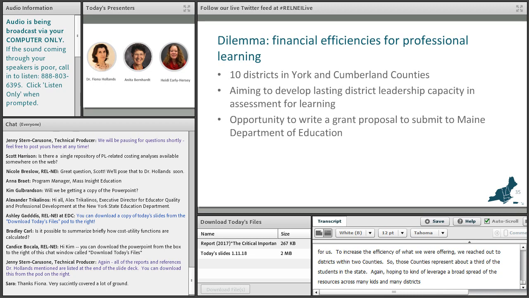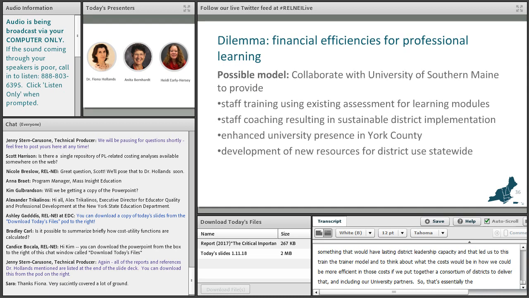We wanted to, and this isn't cost efficiency as much as it is thinking about effectiveness, propose something that would have lasting district leadership capacity, and that led us to this train the trainer model and to think about what the costs would be and how we could be more efficient in those costs if we put together a consortium of districts to deliver that, and including our university partners. So that's essentially the grant that we've submitted.